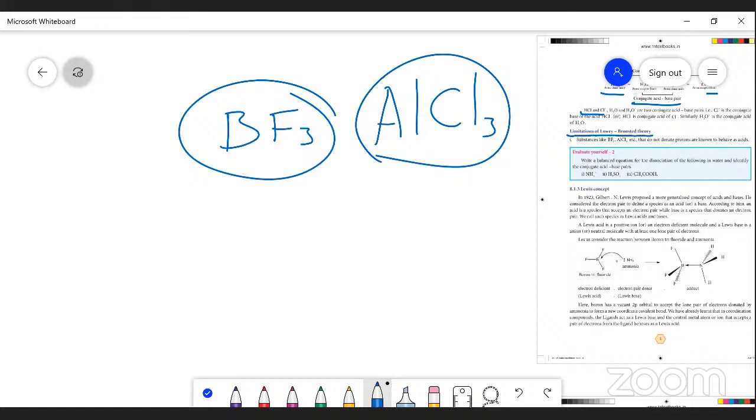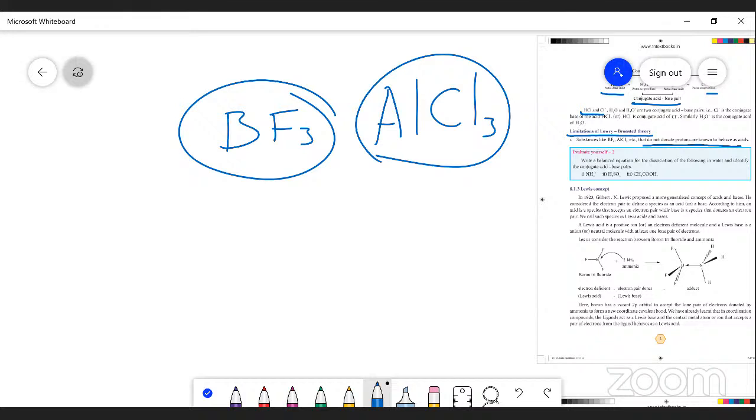That is the limitation. Substances like BF3 or AlCl3 do not donate a proton, yet they are known to behave as acids. This is an acid. There is another theory to explain why it is called an acid. There is no OH, there is no H plus, there is no proton transfer. So these two theories cannot explain this is acid or that is acid. Based on those theories, it cannot be explained. So that is a limitation.